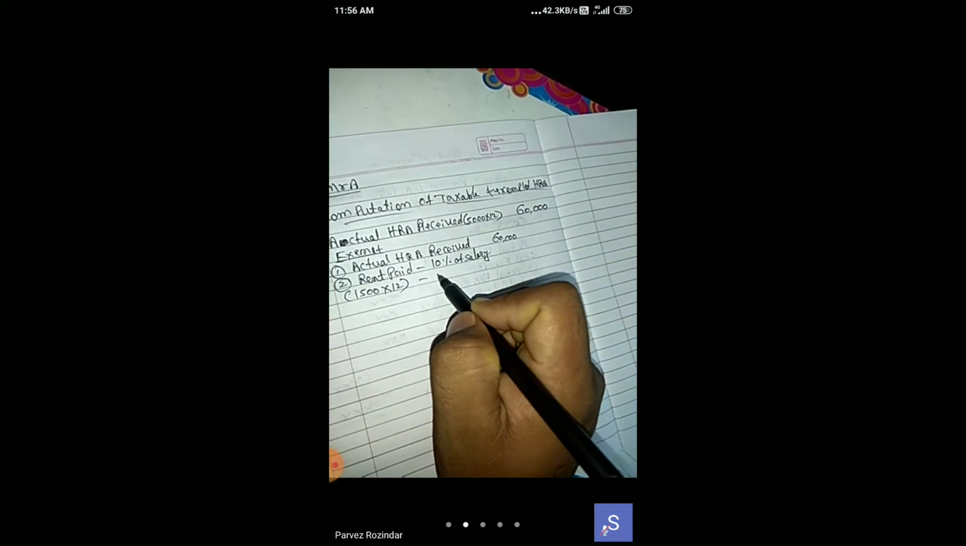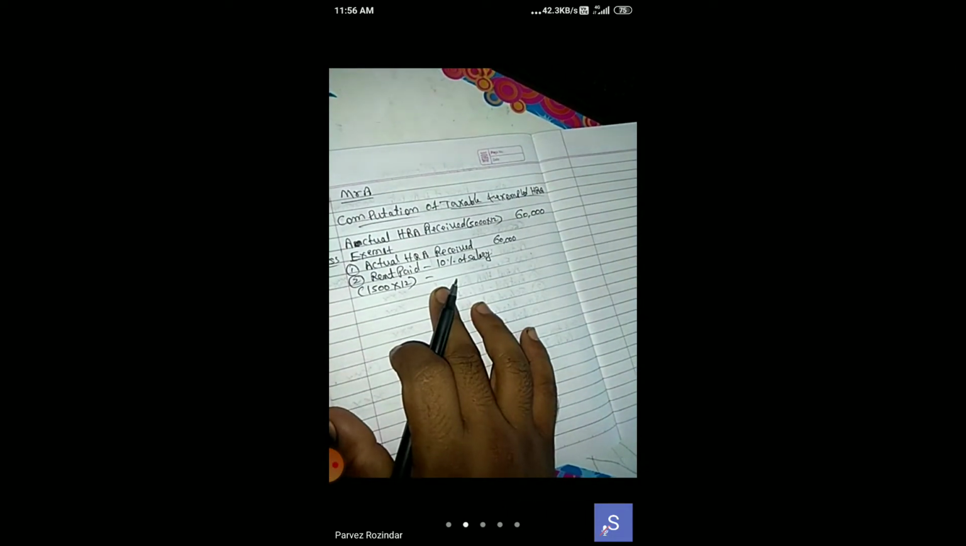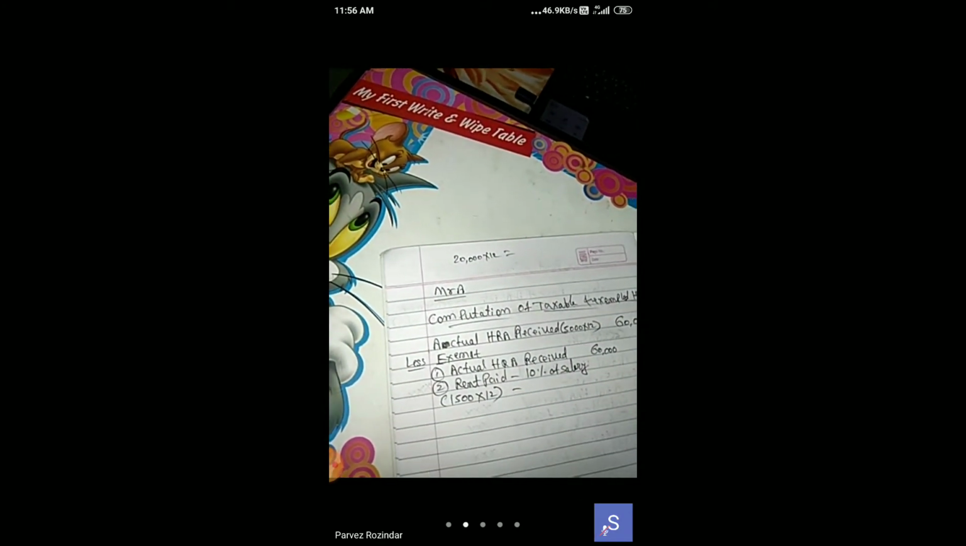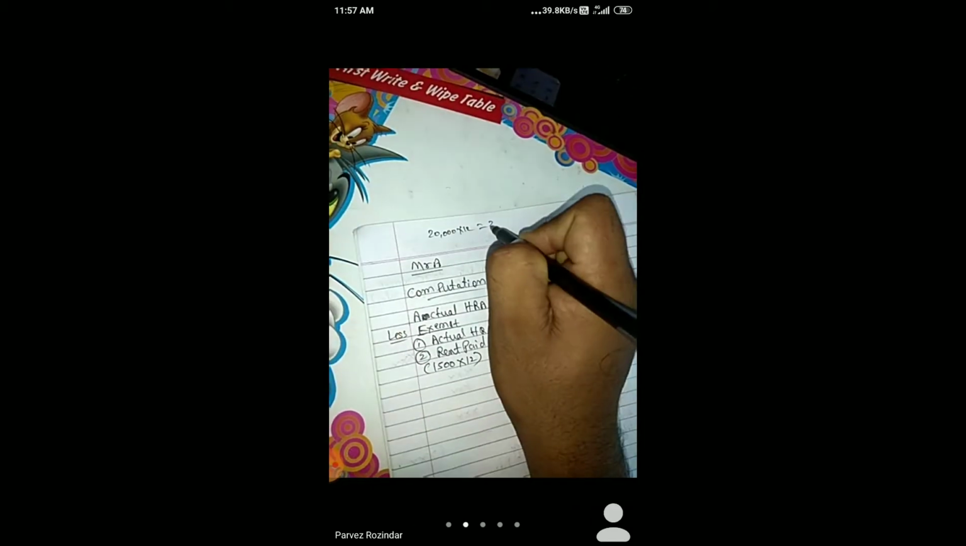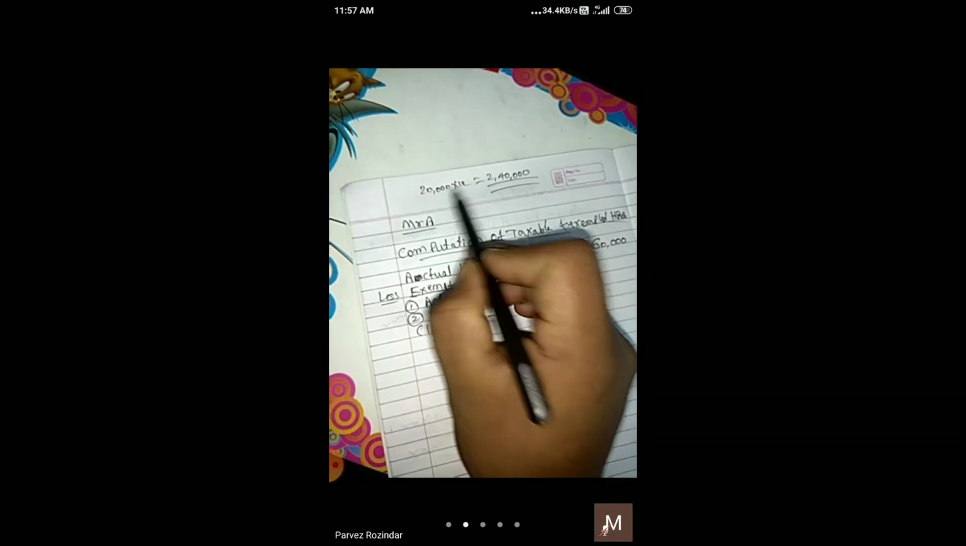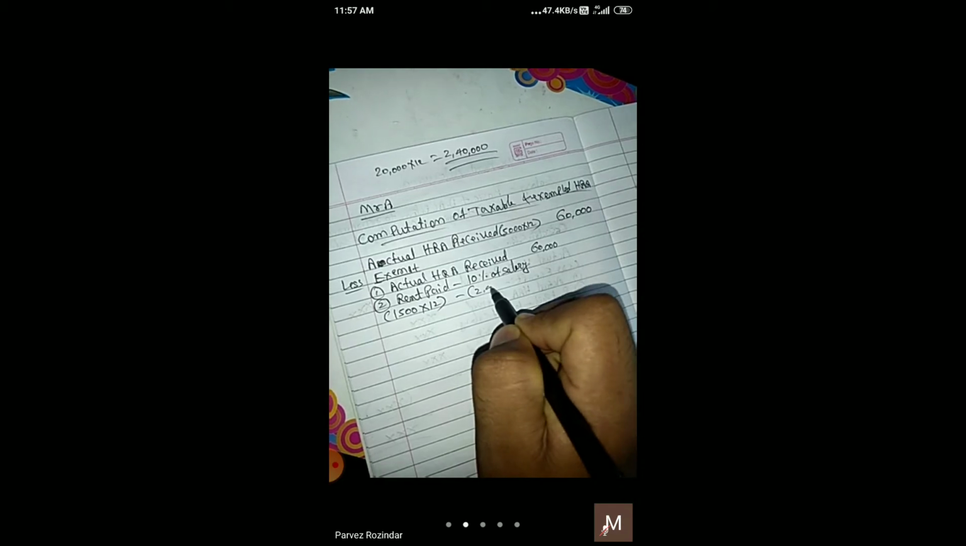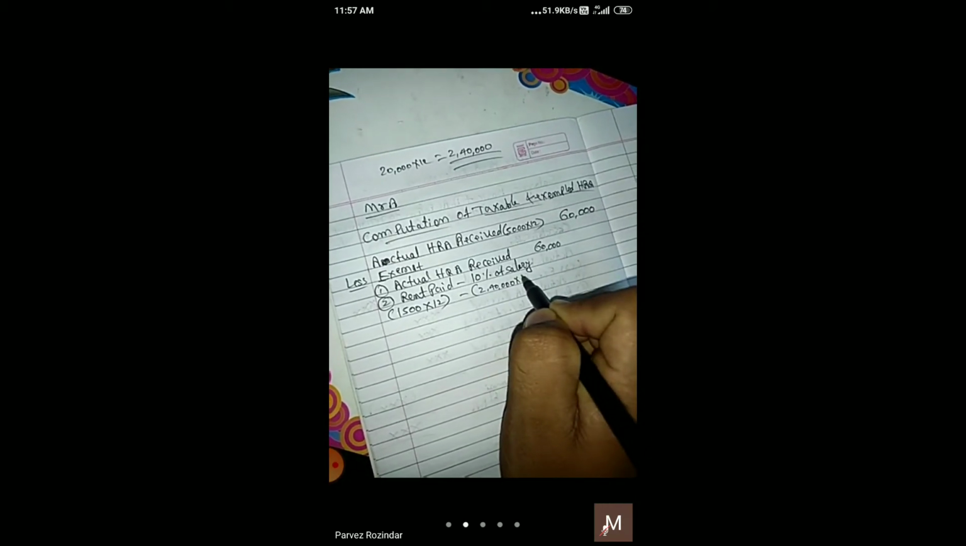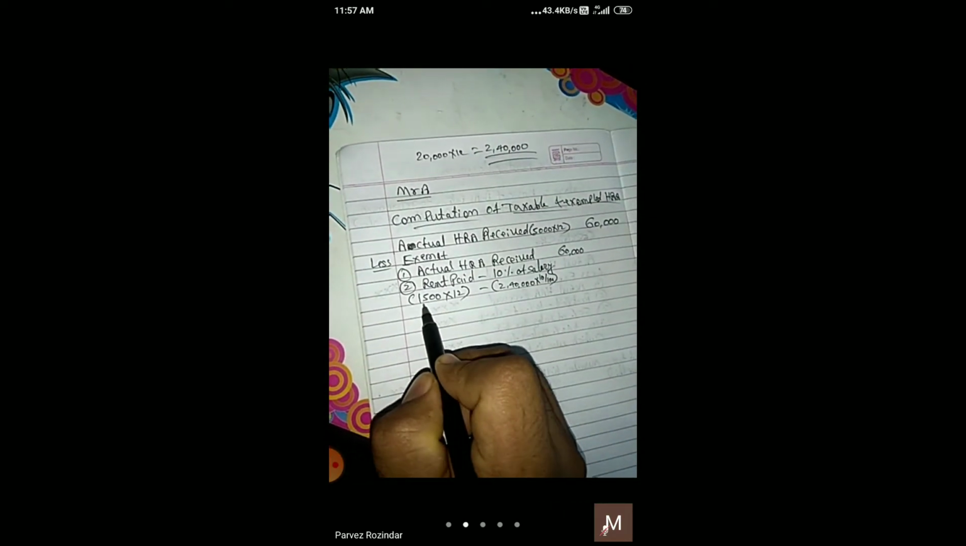Basic, that is 20,000 rupees per month, right? So now 20,000 rupees per month, 20,000 into 12. So how much you will get? 20,000 into 12, 2 lakh 40,000 is your total salary. So 10% of this, 2,40,000, 10%. First of all, 1,500 into 12.